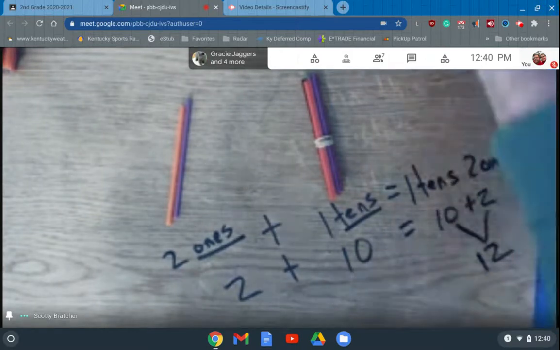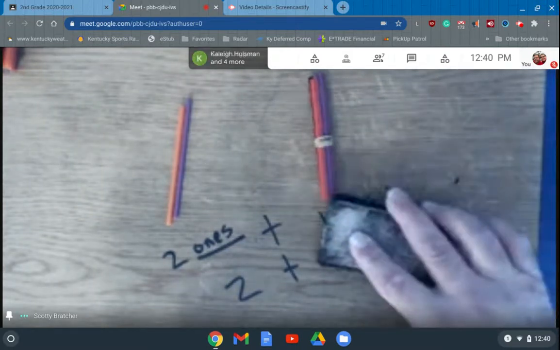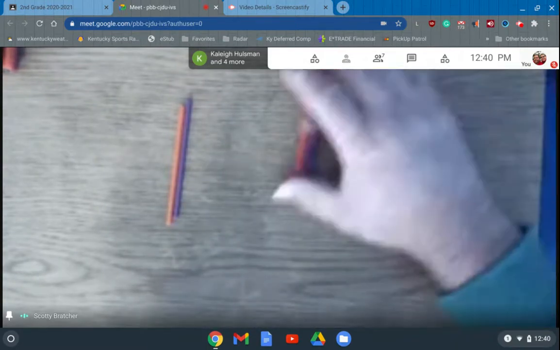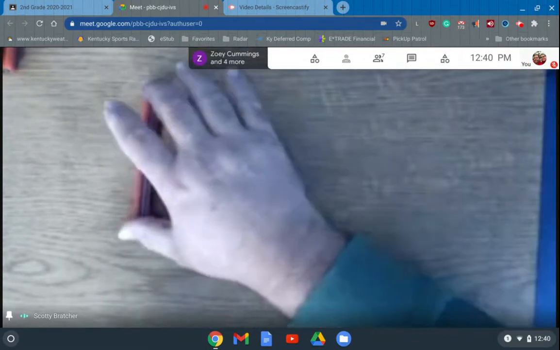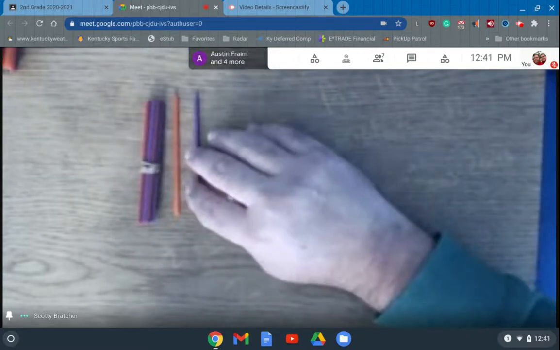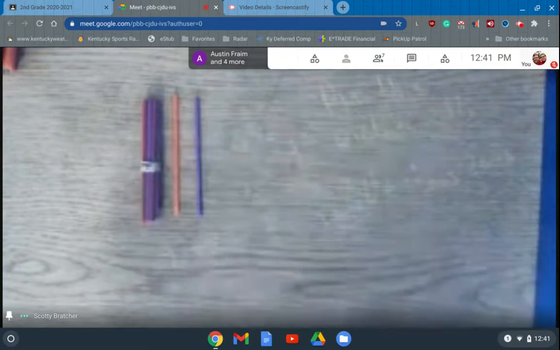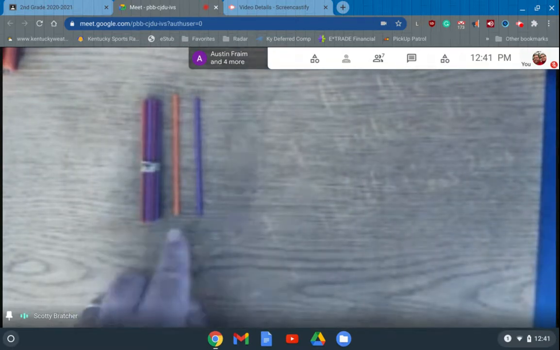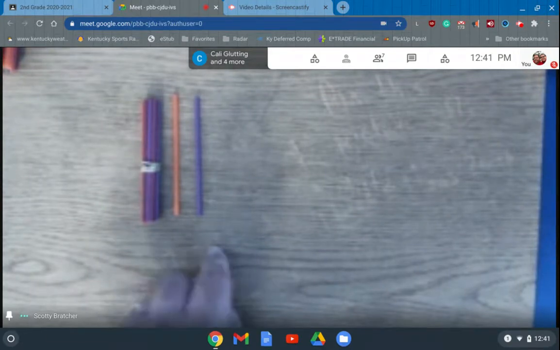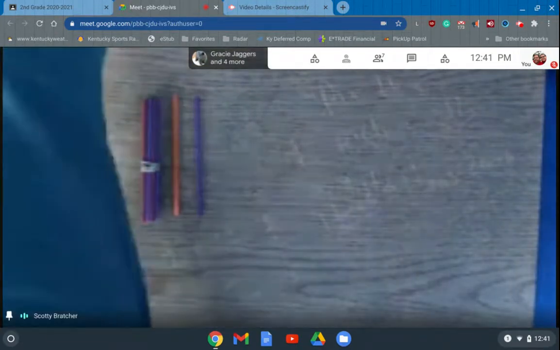So I'm going to erase this. I'm going to put this over here, and I'm going to put the tens on this side because that's the bigger unit. So I have a 1 10 and 2 ones. That's my start number. Okay? And I'm going to add this.